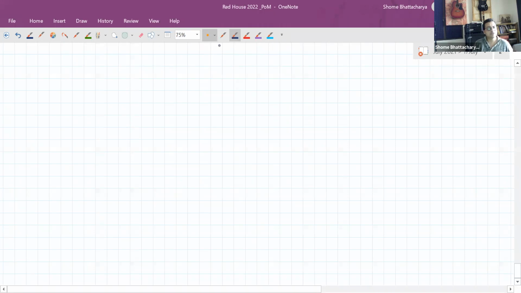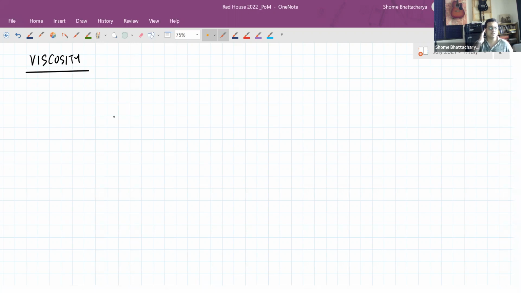Now let's move on to the next and the last part of properties of matter, which is viscosity. Viscosity is the property of a fluid, a non-ideal fluid, by which it tends to oppose slipping and relative motion and dissipate mechanical energy. In that sense it is an equivalent of kinetic friction, but in many ways it's different from kinetic friction, which is also what we'll understand.